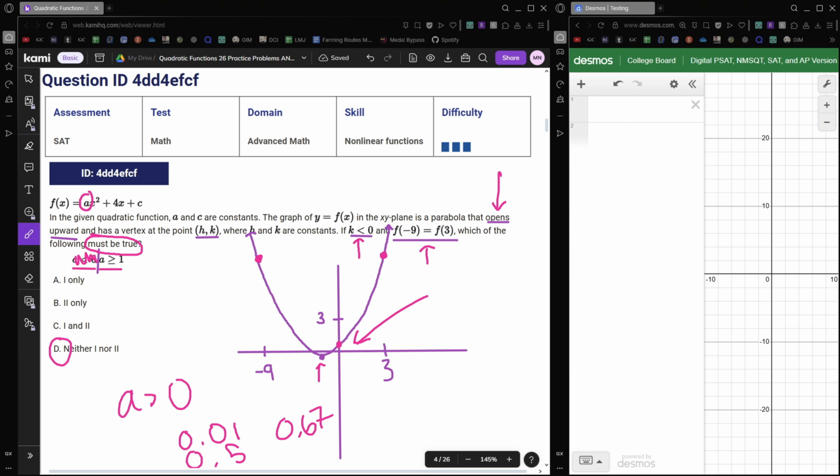Secondly, a is greater than or equal to 1. Well, we know that in order for a parabola to open upwards, it just has to be greater than 0. It doesn't always have to be greater than or equal to 1. So this doesn't always have to be true. Therefore, neither 1 or 2 would be our answer, because neither of those must always be true in order to create a graph that opens upward, has a vertex at the point (h, k), where k is less than 0, and where f of negative 9 is equal to f of 3.